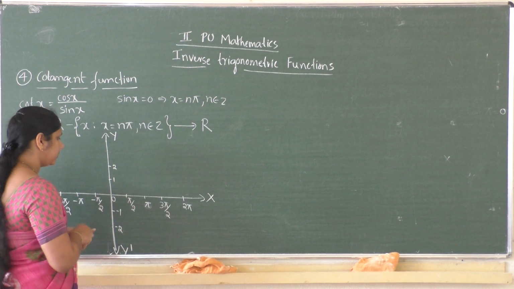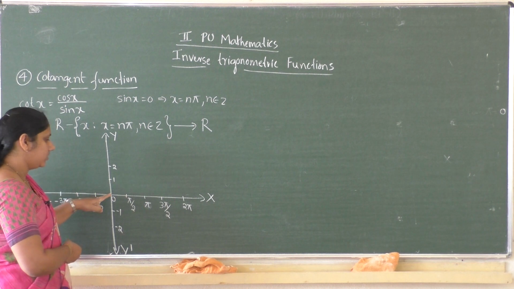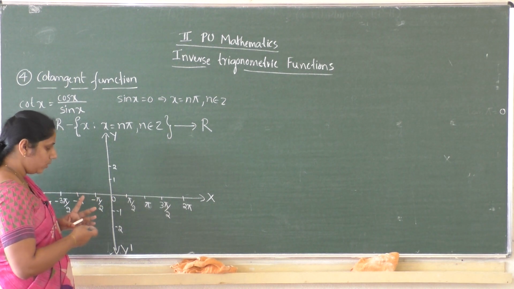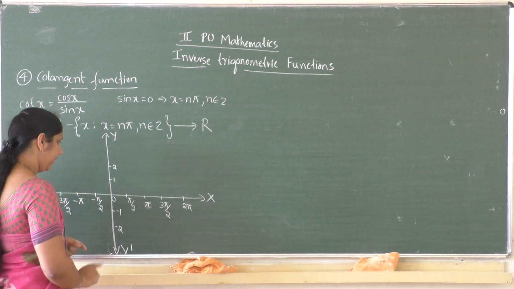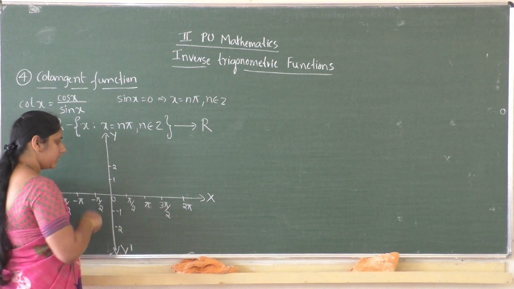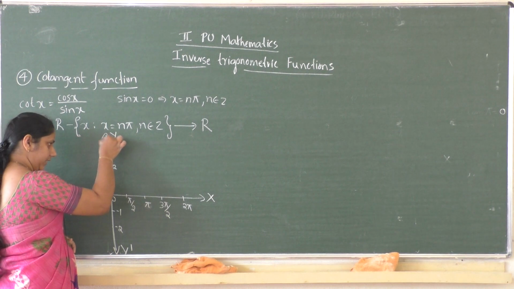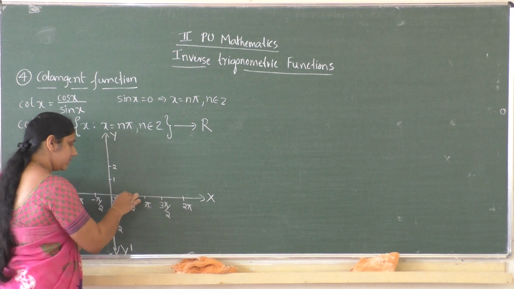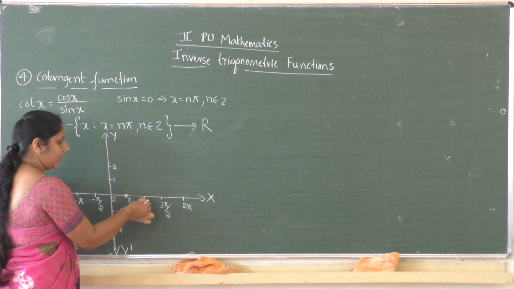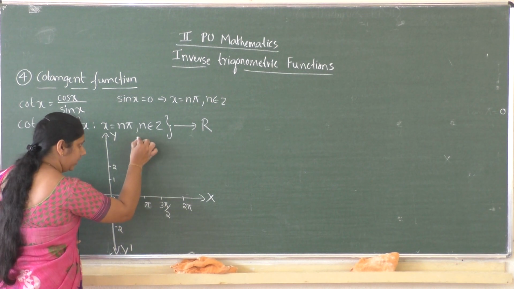Now, what is the value of cot 0? We know that tan 0 value is 0. So, cot 0 will be not defined. In first quadrant, cot is positive. So, plus infinity. Now, what is the value of cot pi by 2? 0. What is the value of cot pi? Again, not defined.